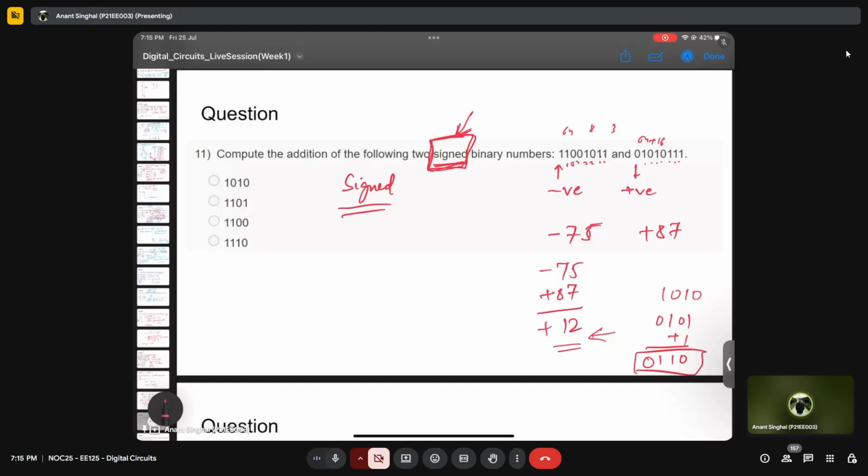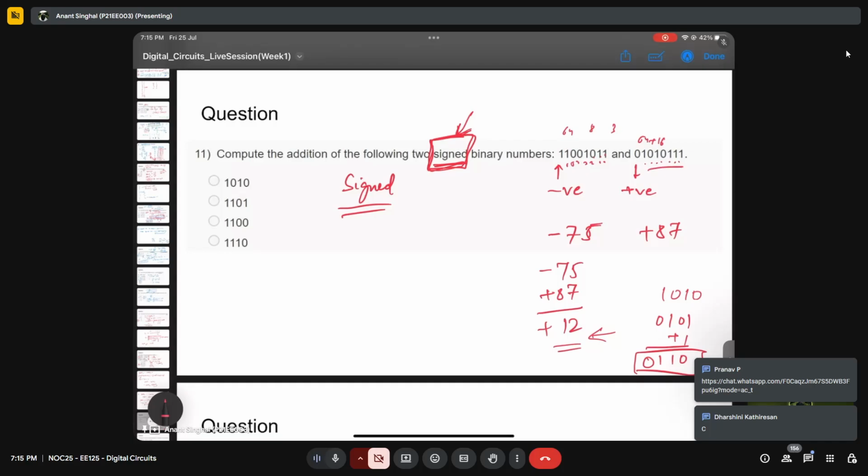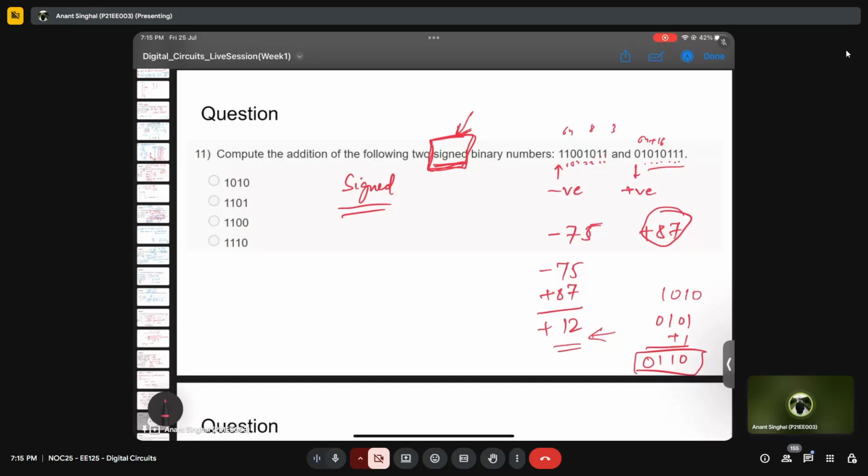Yeah, so we will do that. I'm just telling you the direct way to do that. So let's do the 2's complement representation also. So this is plus 87, that is fine because this is a positive number. Now to solve this particular thing, we'll do the 2's complement. So let's do that, 1 1 0 0 1 0 1 1. Basically, the most significant bit we can consider as minus 127, and the remaining bits are the same. So this is minus 75.